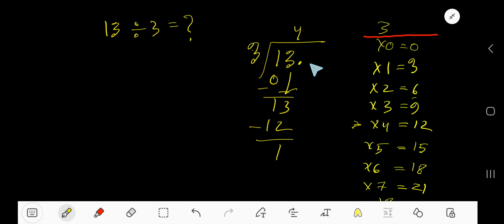You can place here a decimal, then add a number of zeros. Bring down the first 0. So before the 0 there is a decimal. The decimal must come into the quotient directly.